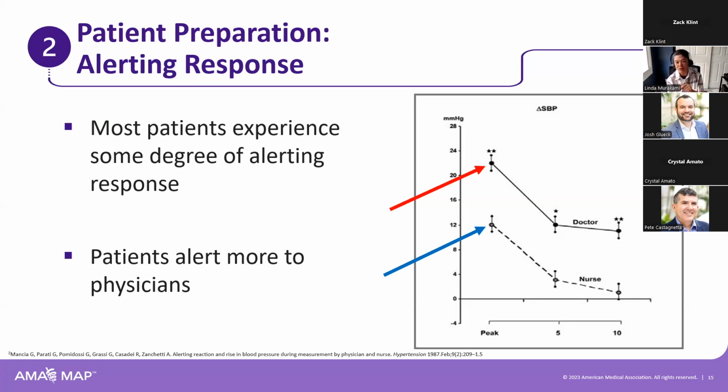So after 10 minutes, after the nurse being in the room, the patient's blood pressure is almost back to baseline, back to normal. But with the provider in the room, it's still 12 millimeters of mercury higher. So this is why we want nurses and medical assistants to take the patient's blood pressures instead of physicians, because there's less of an alerting response in the room. And honestly, we know that the nurses and the medical assistants are trained more frequently and retrained more frequently on how to take a blood pressure measurement, so we can provide more accurate measurements. Next slide.